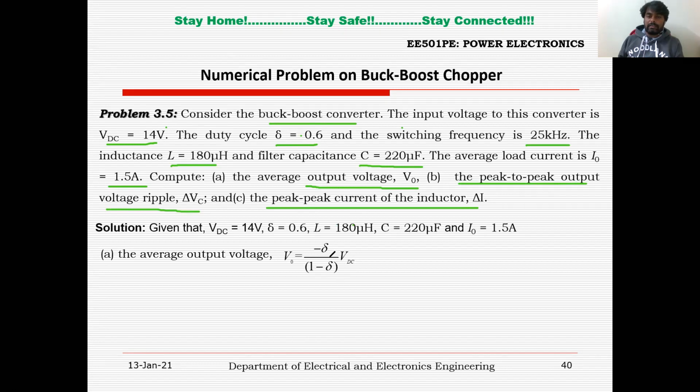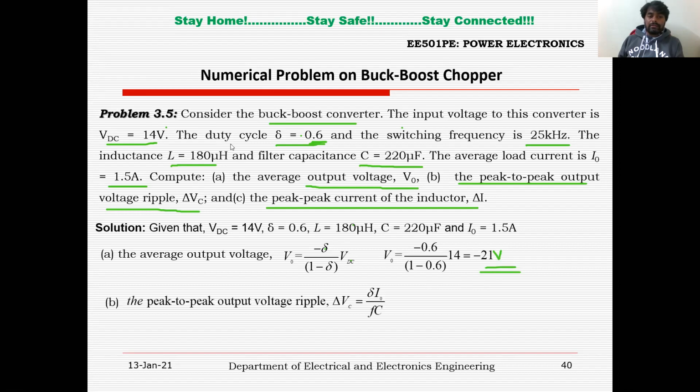So it is minus delta by 1 minus delta. Delta equals 0.6, VDC is 14 volts. By seeing this delta value, directly you can say there is a boost in the voltage because it is more than 0.5. So for 14 volts, you will get minus 21 volts as the output voltage. Similarly, you can calculate the peak-to-peak output voltage ripple. This is the expression: change in voltage ripple equals delta into I naught by F into C. We know everything: delta is 0.6, I naught is 1.5, F is 25 kilohertz, C is 220 microfarad. Just substitute those values, and you get the ripple in the voltage, which is 0.16 volts.